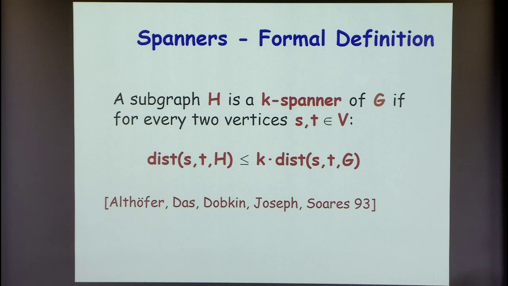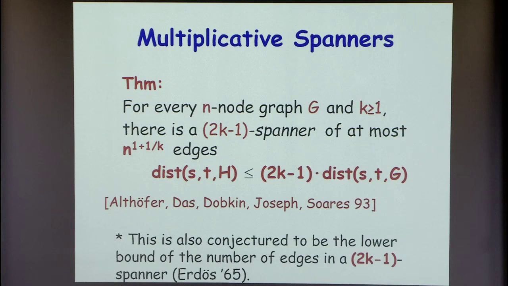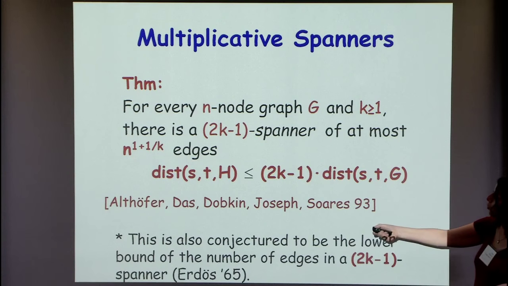So the formal definition of multiplicative spanners is the following. We say that a subgraph H is a k-spanner, or a spanner with k-stretch, if for every two vertices s and t, the distance between s and t in the subgraph H is at most k times their distance in G. And a very well-known theorem on spanners is that one can efficiently construct a 2k minus 1 spanner, a spanner with 2k minus 1 stretch, with this number of edges, n to the 1 plus 1 over k.